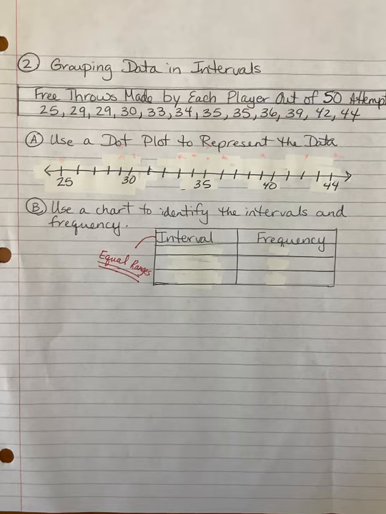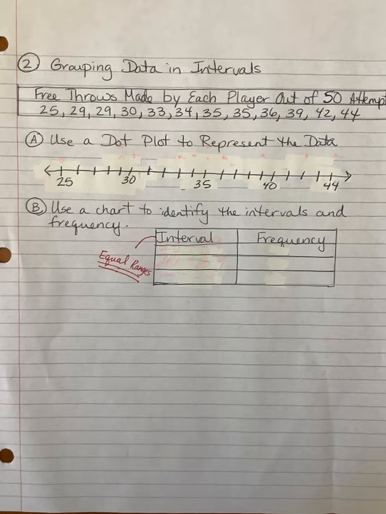Now, I'm going to use a chart and I'm going to identify the intervals and the frequency, okay? And intervals are equal ranges of numbers. So they have to be equal ranges of numbers. I can see on my number line that I'm going from 25 to 44. So if I'm looking at good ranges, I might decide to go from 20 to 29 for a range in intervals of 10, and then 30 to 39, and then 40 to 49.